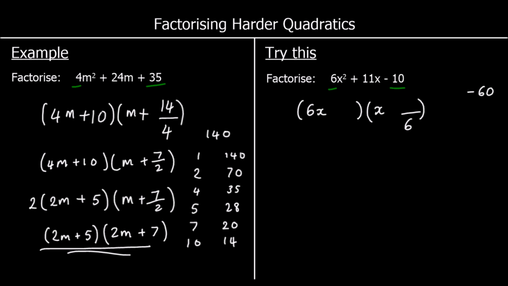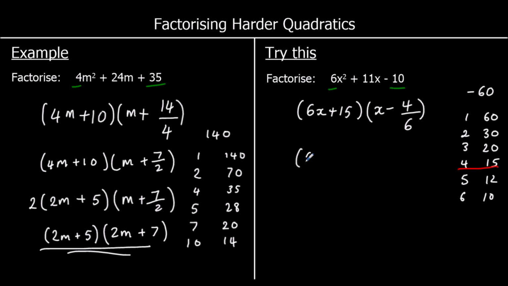So what multiplies to make 60? 1 60, 2 30s, 3 20s, 4 15s, 5 12s, 6 10s, and they are all the options. So which of these can give me an 11? That's 4 and 15. So we need to make a positive 11. So it's going to be positive 15 take away 4. So we're going to have 15, positive 15 take away 4.